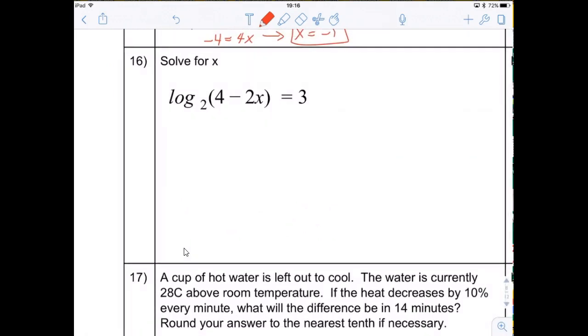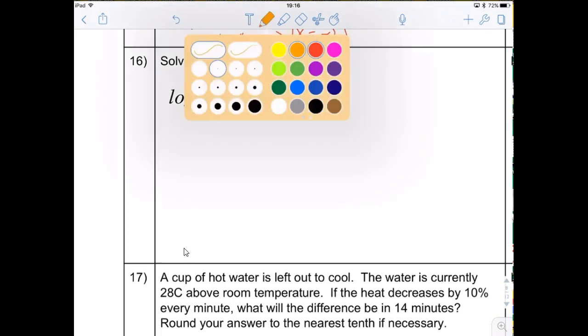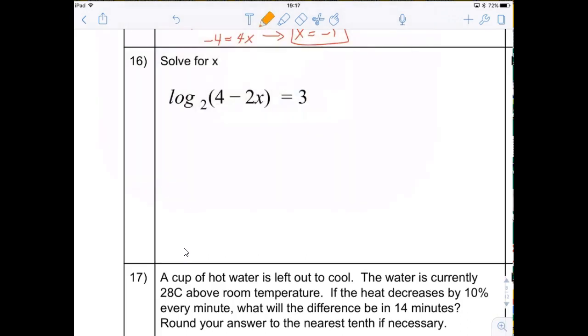It's a similar type of equation. In this case, the snail method, I think, is one of the best ways to do it. You could say, okay, I want to convert this into an exponent expression because it's a little easier to understand. So you say 2 to the third is equal to this. So I'm going to write 2 to the third is equal to 4 minus 2x. And now it's like an algebra equation.